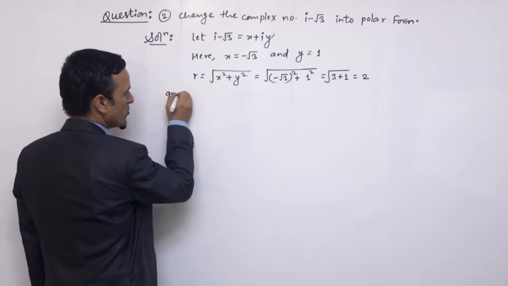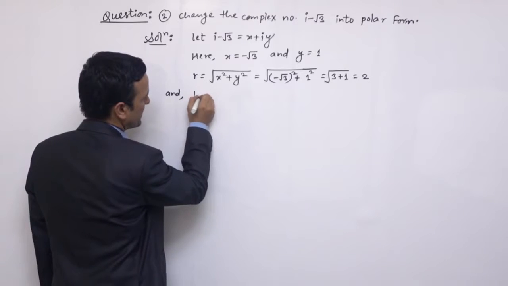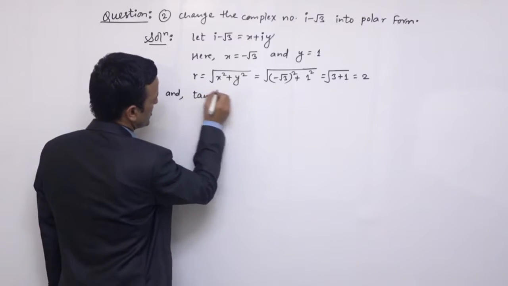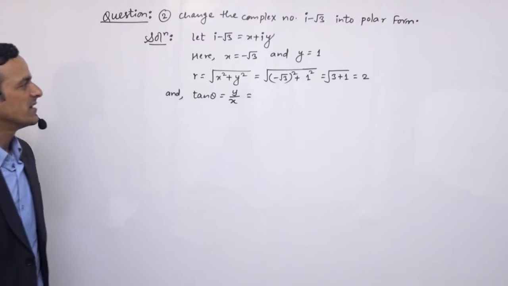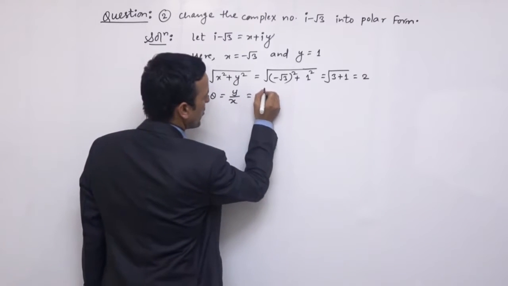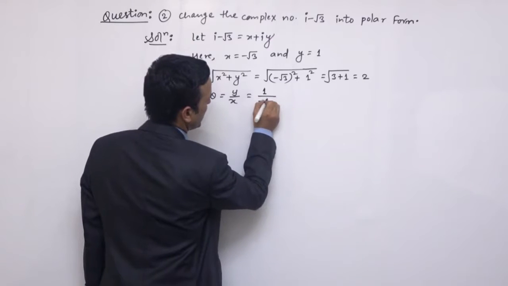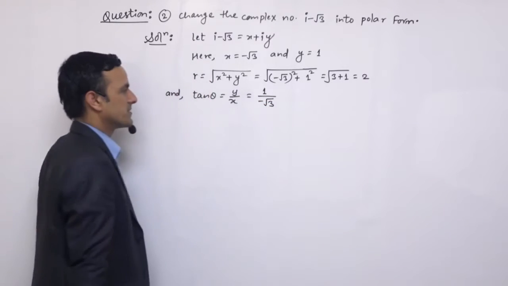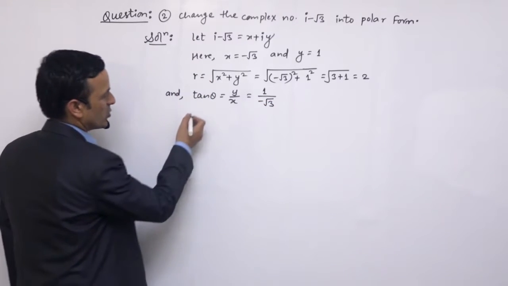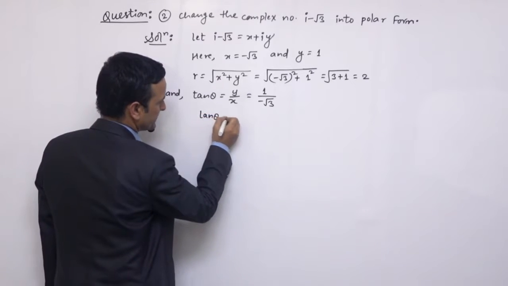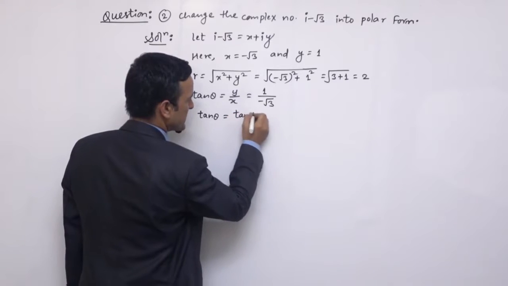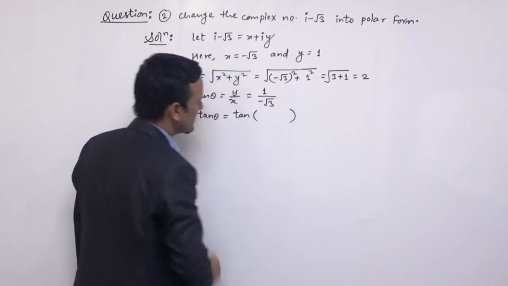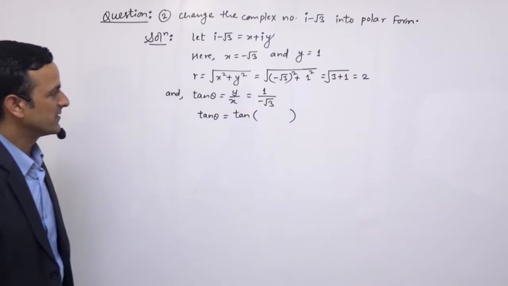So in this way we also find the value of tan theta. So tan theta is equal to y upon x. So if we put the value of y over here, then we get 1 upon minus √3. So here is tan theta, and minus 1 upon √3 means tan something degree. So what is the angle?